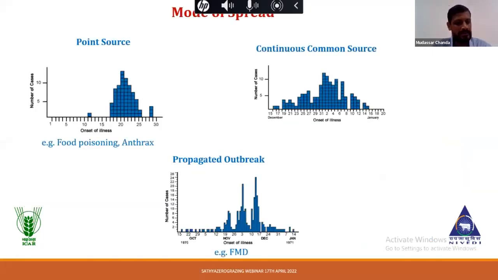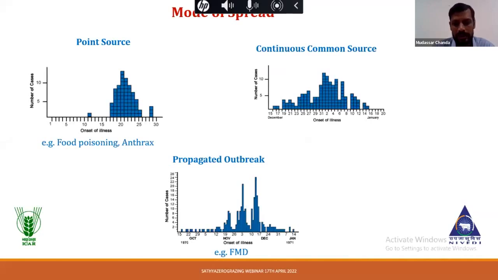Once you plot that epicurve, the information it gives you is, if you see the first graph, a point source epidemic. You can see that it suddenly rises to one peak, and this particular epicurve shows that there is one common source of infection which led to this point source epidemic. Food poisoning is a very classical example of that, and anthrax also. In anthrax, some contaminated soil or water will be the source of infection, and all of a sudden many cases will be there.